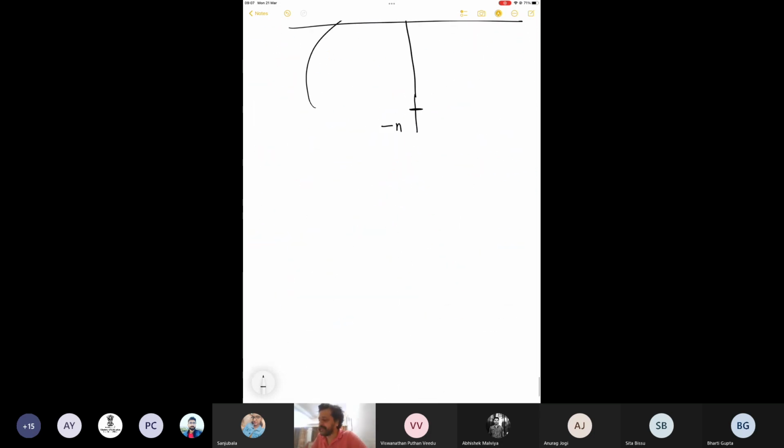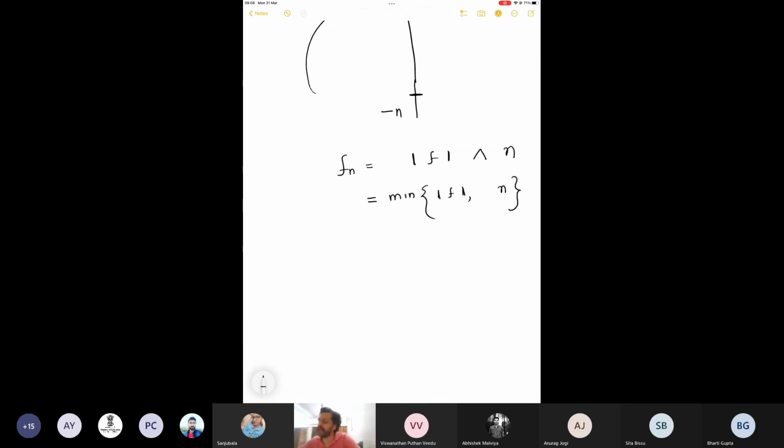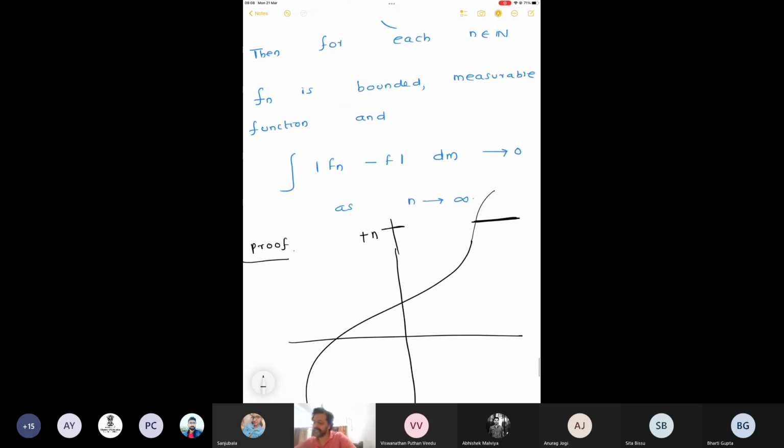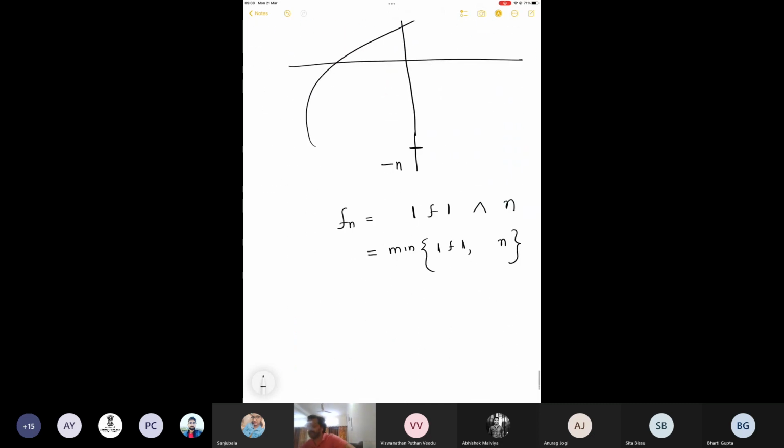Okay. So in fact, you can see that fn is, this notation is usually used for minimum. That is, minimum of mod f and n. The sequence of functions fn is defined like this. Take the minimum of the function mod f and n. Okay, this is how you have defined your fn. It is the same as saying fn(x) is f(x) when mod f(x) is less than or equal to n, and it is n if mod f(x) is greater than n.